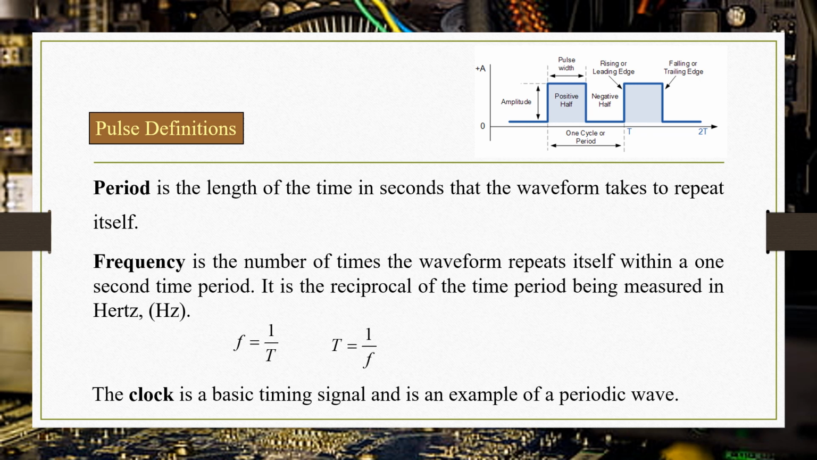The clock is a basic time signal, which is an example of a periodic wave. A periodic wave means it repeats itself within a particular time period. So the clock is the basic timing signal.